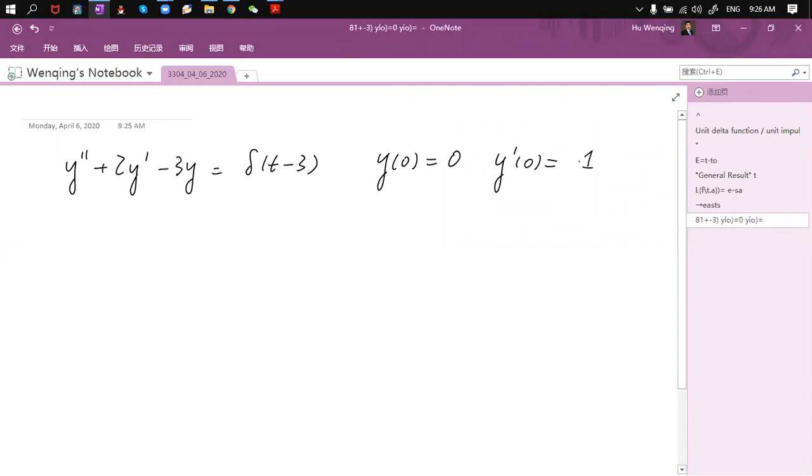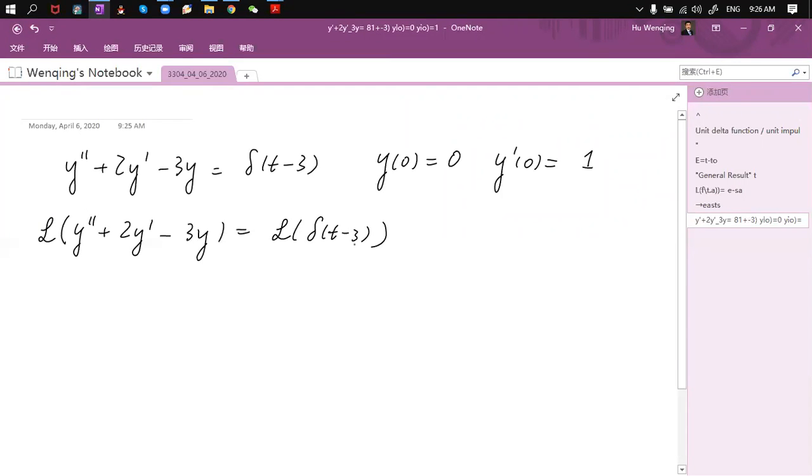So let's try to solve such a differential equation. How are we going to do it? Well, we're going to apply the Laplace transform on both sides: the Laplace transform of y double prime plus 2y prime minus 3y is equal to the Laplace transform of delta of (t minus 3). As always, the first step is to apply the Laplace transform on both sides of this equation.